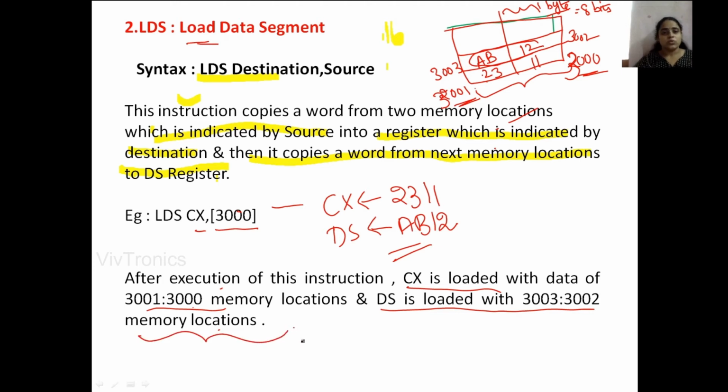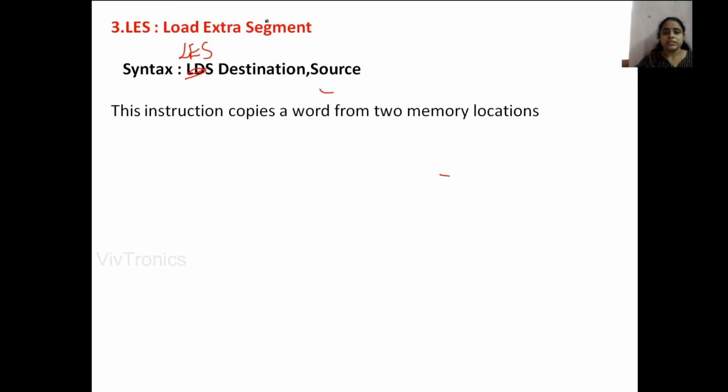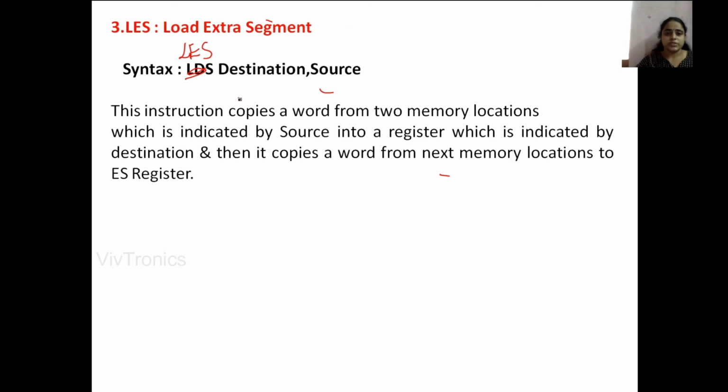Okay. So we are going to see an example program on this LDS. The live example follows. So LES, load extra segment. The syntax is LES space destination comma source. The instruction copies a word from two memory locations indicated by the source into a register indicated by the destination, and then it copies a word from the next two memory locations to the extra segment register.